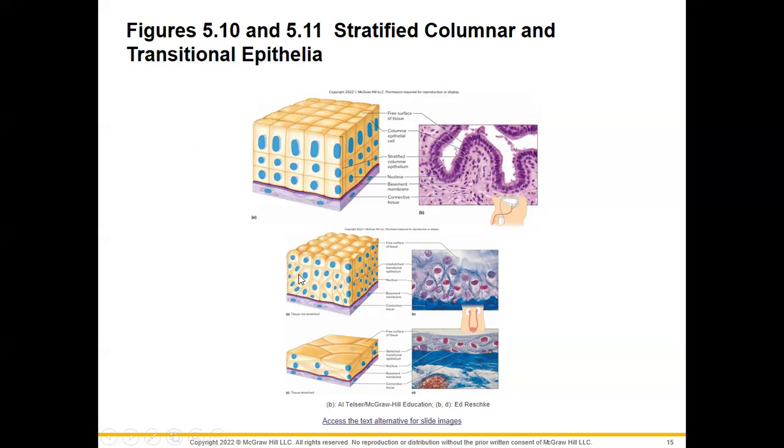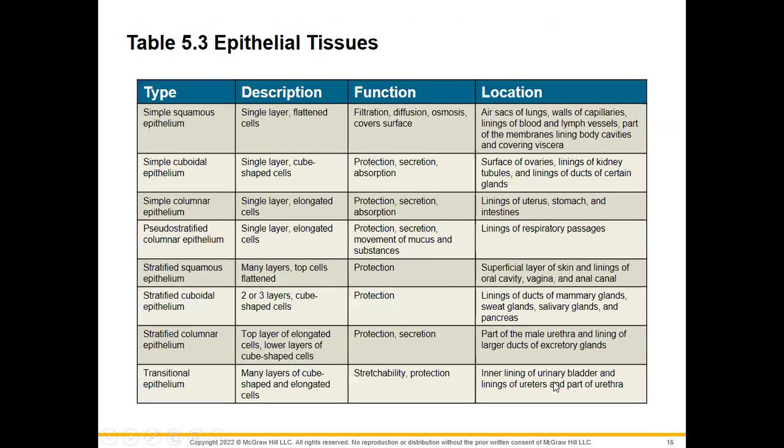Transitional epithelium is what you're being shown at the bottom. And depending on how much stretch these tissues have, when the tissue is most stretched, these cells look more squamous. And when the cells are less stretched or have less tension, they look more cuboidal. And that is why it's called transitional, because depending on the state that it's in, the cells look different.